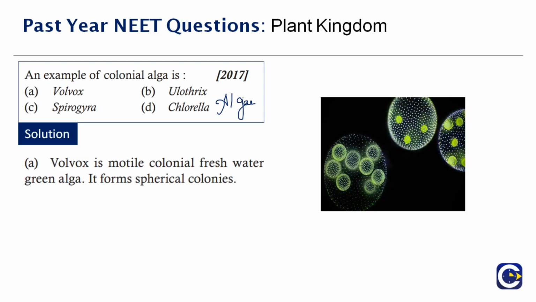Now to your right side you can see a clear image of the microscopic view of Volvox. This is how they form spherical cells. So what do they form? Spherical cells. You can see here how spherical they are. Many of the colonial alga species are visible to our eyes, and they appear as little green spherical cells over the surface of water. So the correct answer is option A, Volvox.